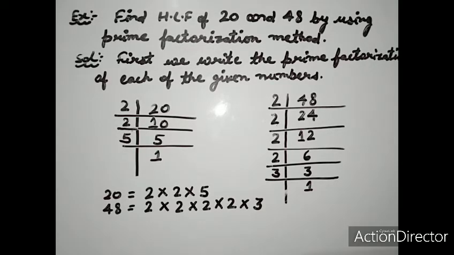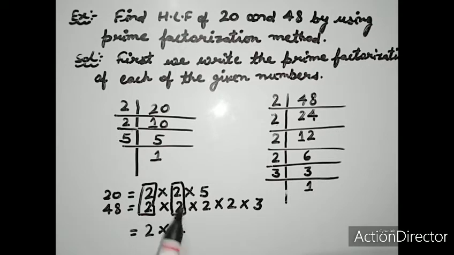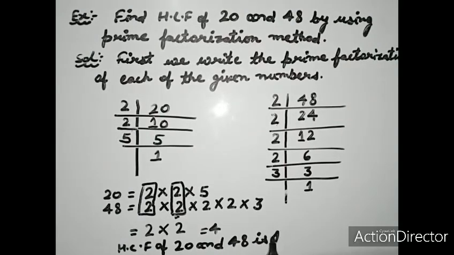Now here find the common prime factors out of all these factors. So here the first pair is 2 and the second pair is 2. So now here we take 2, then multiply by 2. Here we take only common factors out of all these factors. Okay, so 2 twos are 4. So here we say that HCF of 20 and 48 is 4.